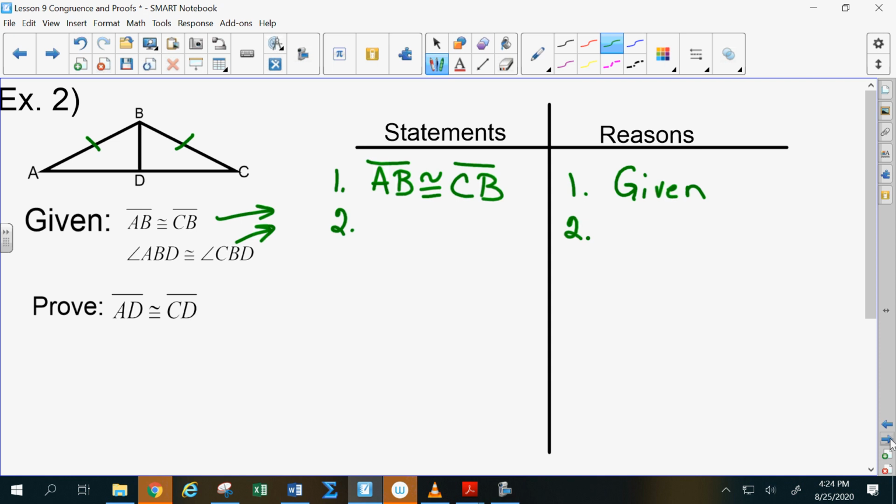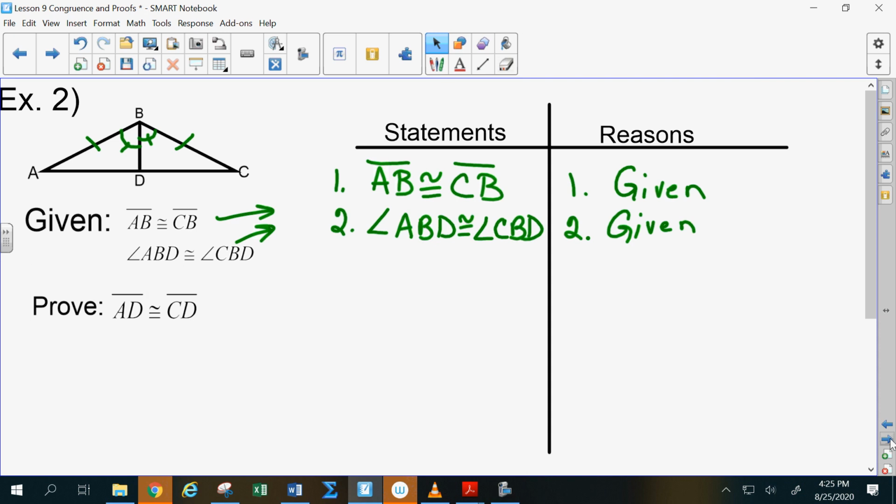Let's also label on our picture angle ABD. So if I start at A and go to B and then to D, that will be this angle right here. And CBD will be this angle here. I need to put that in my proof. Everything that you are given needs to go in your proof. And then we need to start thinking about, well, what else can we come up with on this picture?